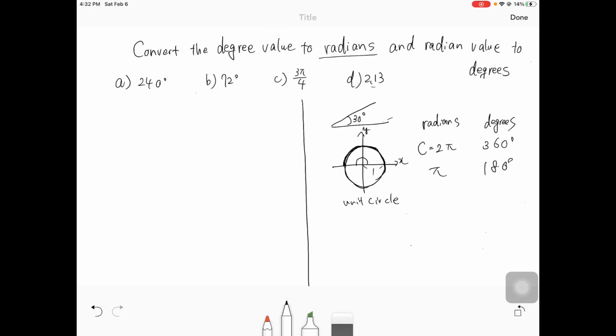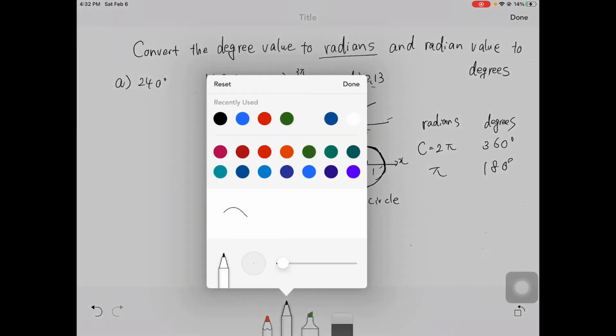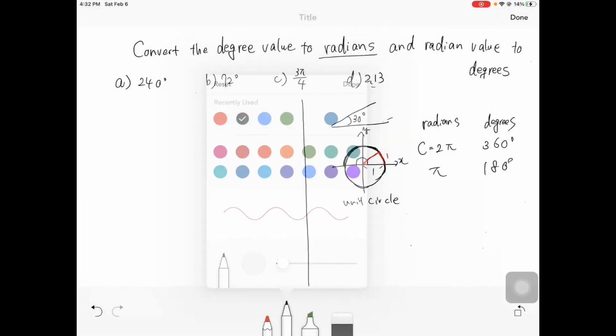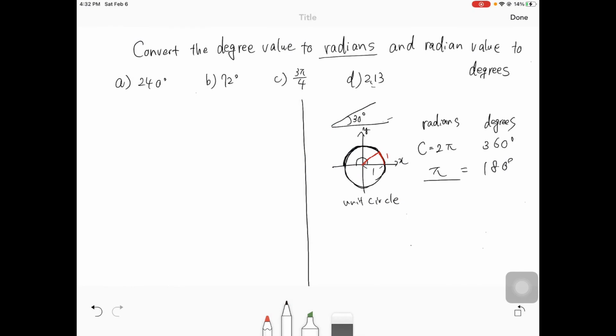So the radius 1 means, oops, it's here. Radius shows the arc length of the unit circle. So if it's 1, it means it shows this angle. I don't want to calculate the degree of radius 1 right now, but the radius is like that. So this is the equation: pi is equivalent to 180 degrees. So you are going to use that.